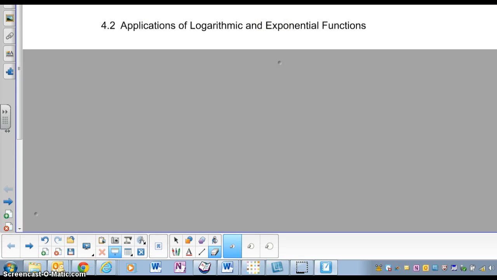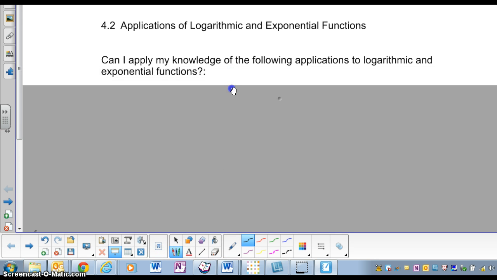Hello, SL2. Today's topic is applications of logarithmic and exponential functions. Our essential question today is, can I apply my knowledge of the following applications to logarithmic and exponential functions?